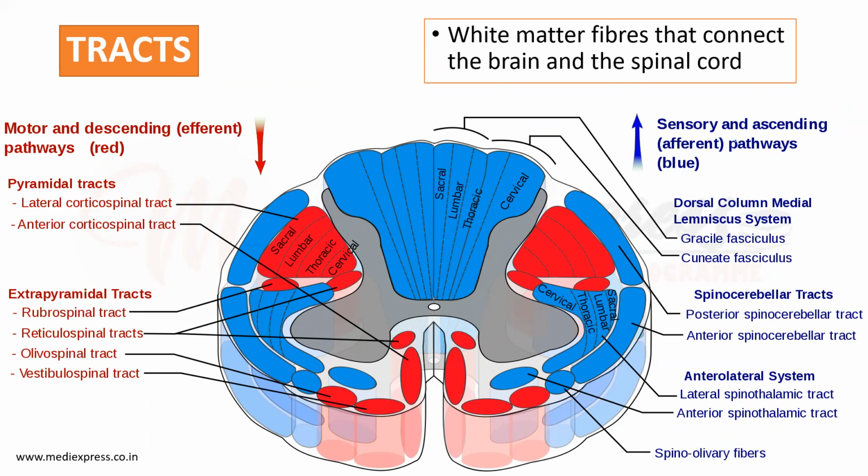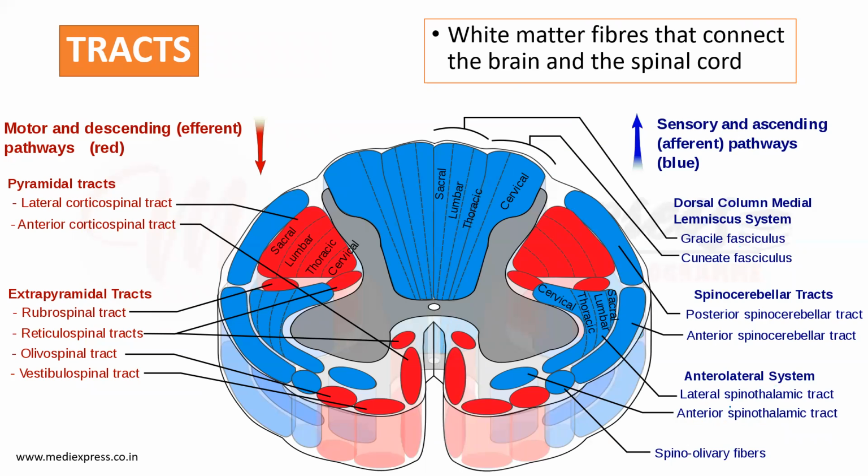Ascending tracts over here. We have the dorsal column medial lemniscus, that you can see over here: gracile fasciculus, cuneate fasciculus. Then we have two spinocerebellar tracts, posterior and anterior. Then we have the anterolateral system also, which contains the lateral spinothalamic tract and the anterior spinothalamic tract.